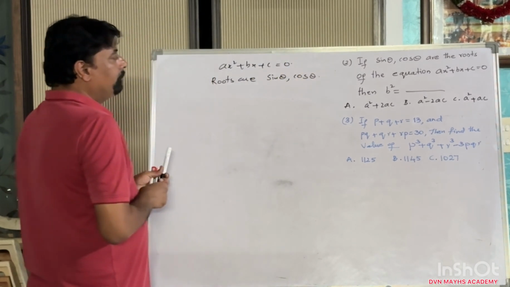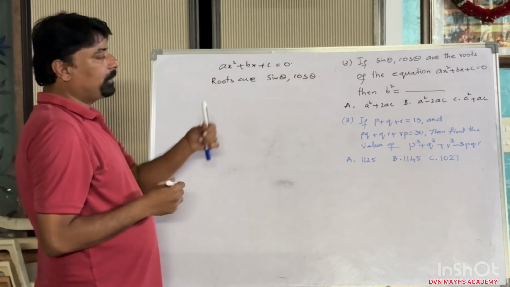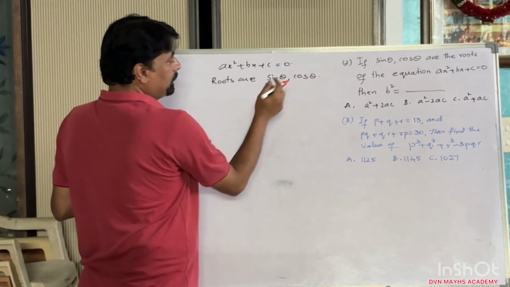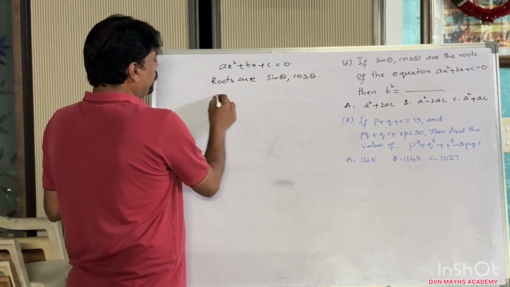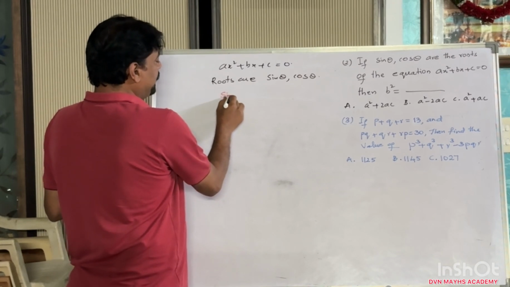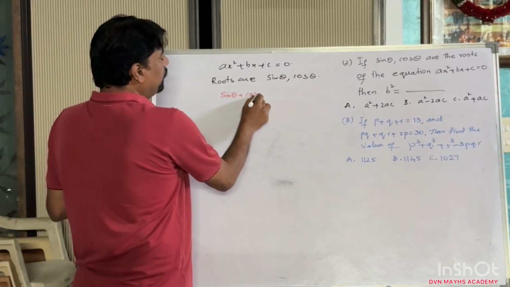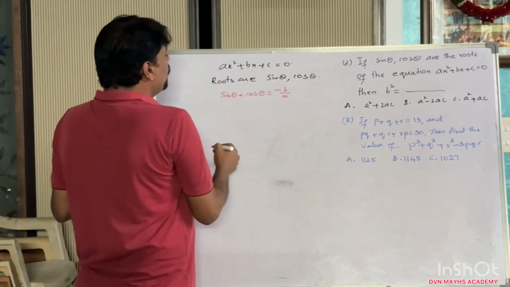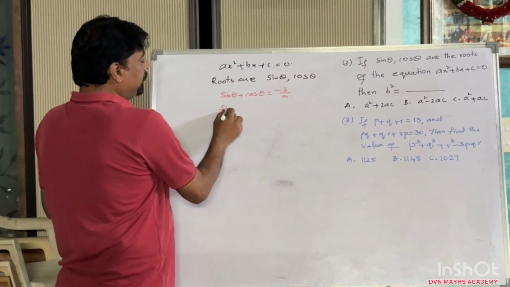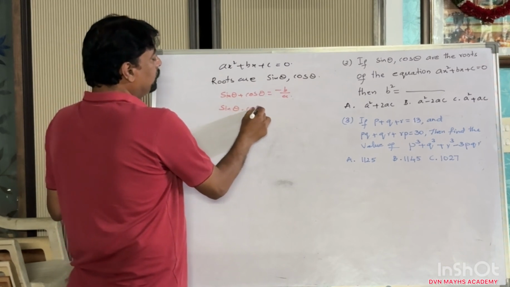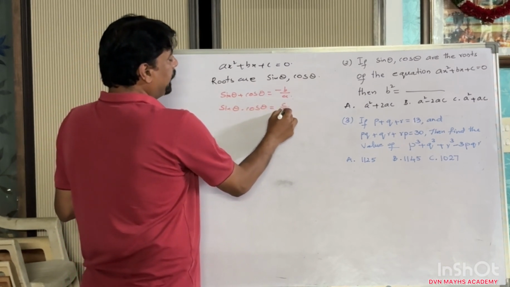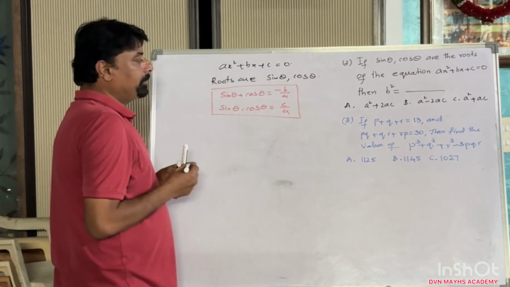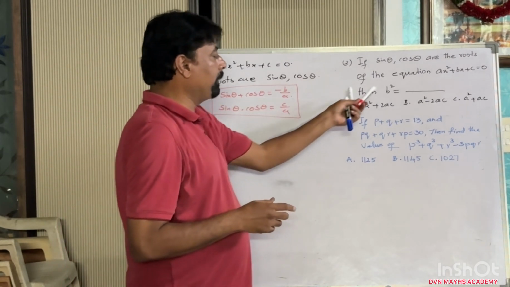So we know well, if alpha and beta are the roots, alpha is equal to sin theta and beta is equal to cos theta. Therefore, the sum of roots, sin theta plus cos theta, is equal to minus b by a. And the product of roots, sin theta into cos theta, is equal to c by a. This we know very well. By using this concept, we need to find the value of b square.